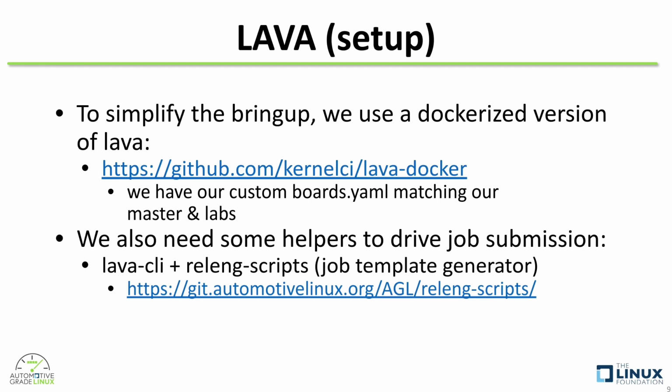The job submission is then done with Lava CLI. That's the command line interface. It's written in Python. You can grab it from pip. So this is rather easy to install. The jobs are YAML, and we have a simple templating kept in Relling scripts that will spit out jobs based on a configuration that we call. So Lava CLI plus a YAML description, which we get out of Relling scripts.